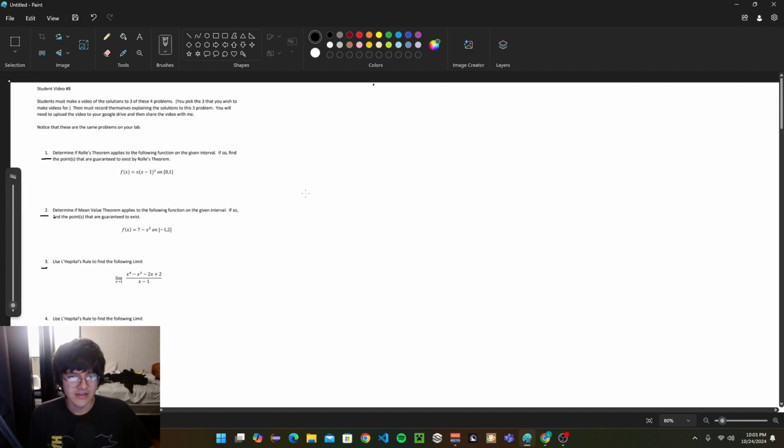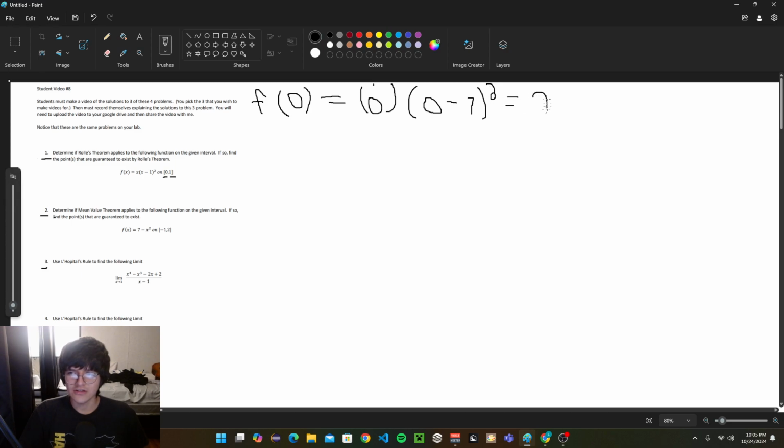So essentially, Rolle's theorem is saying if we plug in this 0 and this 1 for x, if they both get 0, then Rolle's theorem applies. So we're just going to test that out right now. So we're going to plug in 0. So that's 0 times 0 minus 1 squared. And if you plug that into the calculator, you get 0.